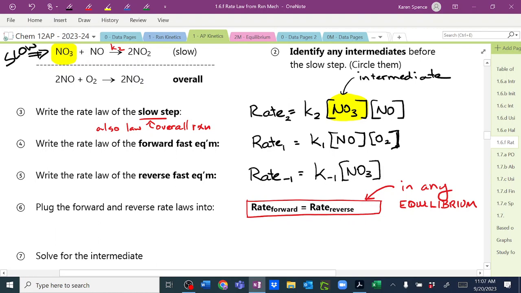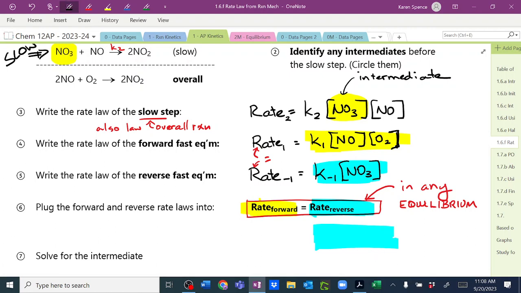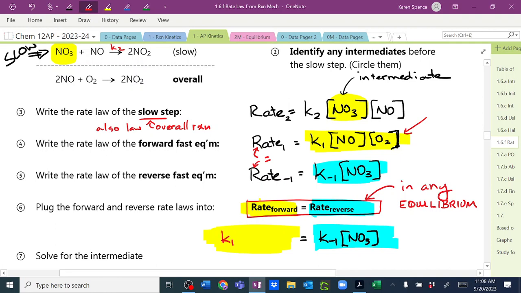That's what's equal in an equilibrium, the forward rate and the reverse rate. So what that means is that these two things are equal, right? This is equal to that. So I can then write, this bit here is my forward, and this bit here is my reverse, yes? So I can plug in my reverse stuff here. I can say, okay, K-1 NO3 is equal to that forward rate there, K1 NO O2.